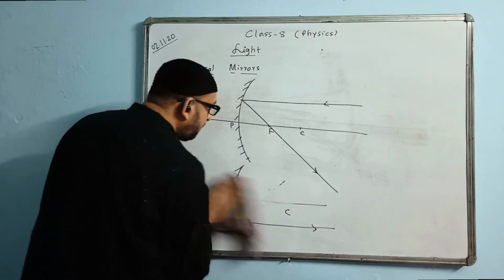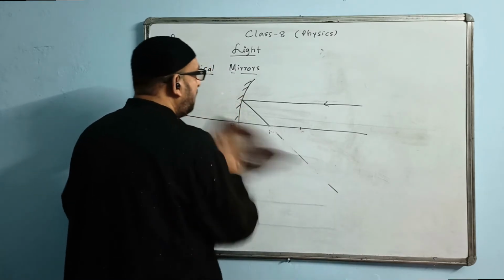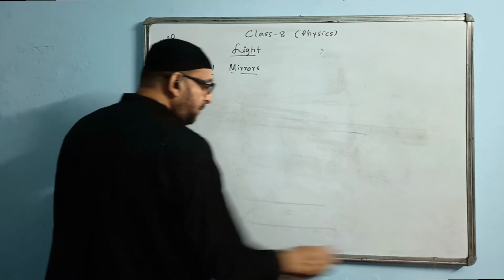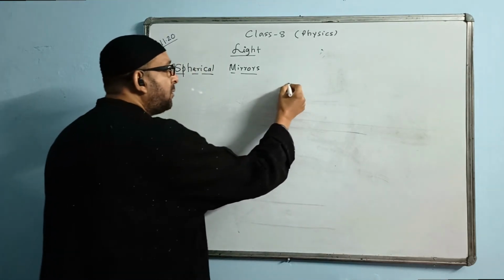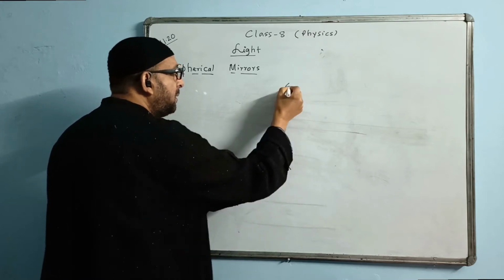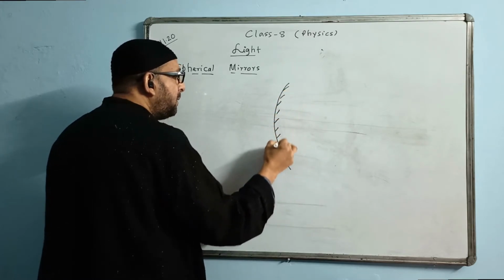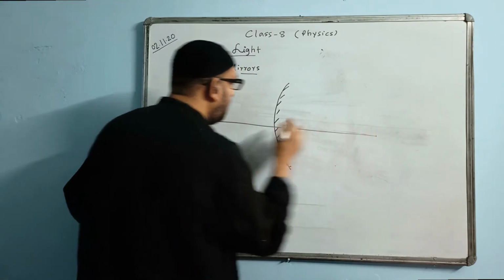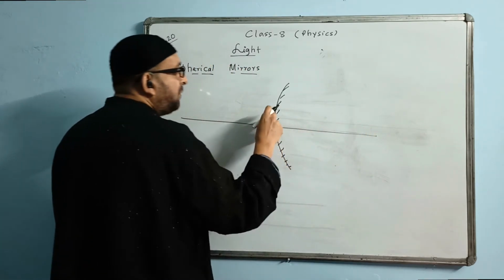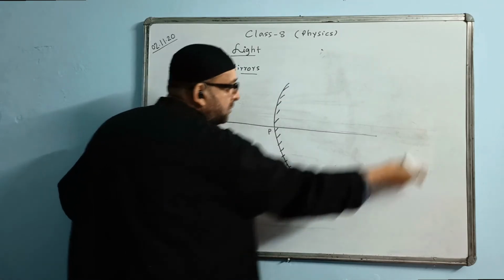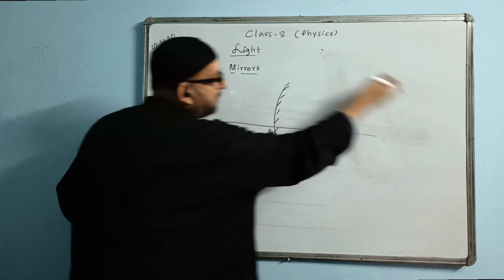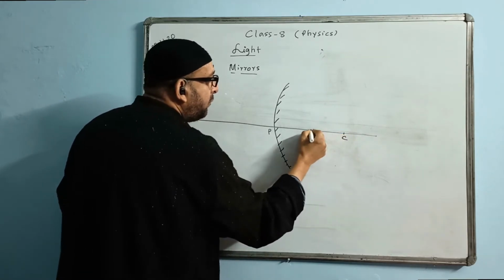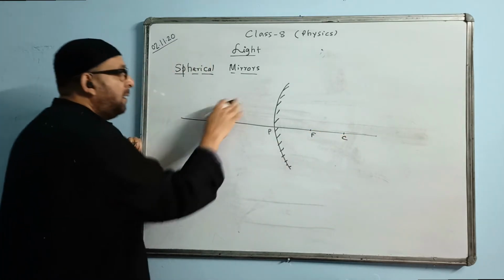Okay, now another property. Let us see the property related to a convex mirror. So now let us draw a convex mirror like this. This is the mirror. Here is P. The center of curvature is rounding this way, so like this. The center will be somewhere here. Focus will be somewhere here.